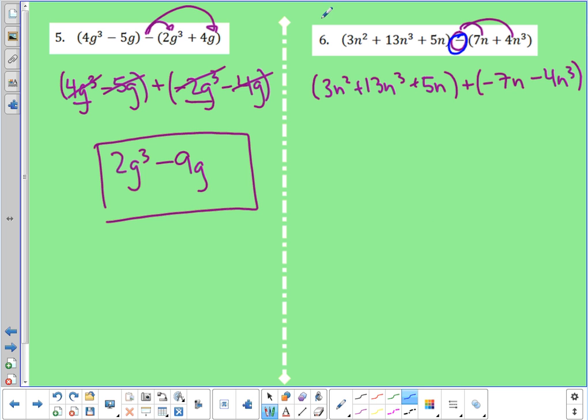So often we just go through a bunch of questions and assume that they're all addition and don't even pay attention to what's between the two. So make sure that you're looking at what's between the two, whether it's adding or subtracting.